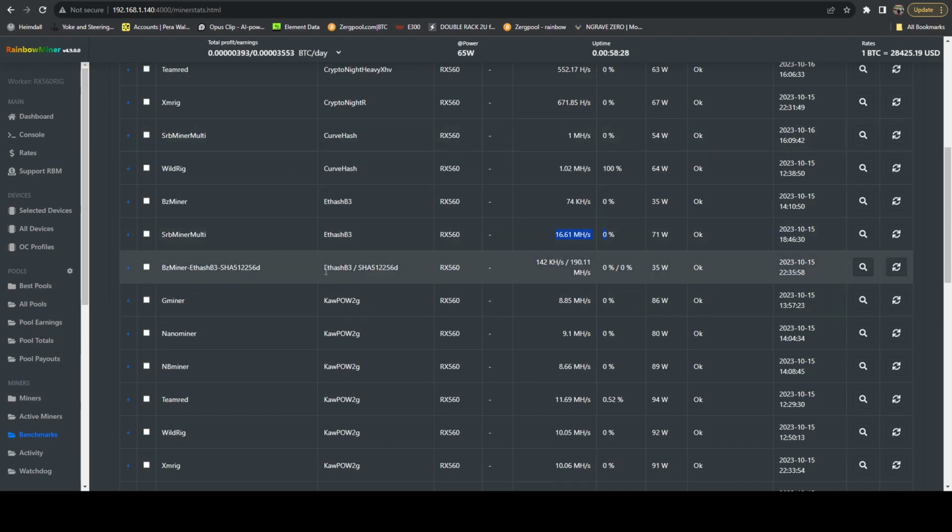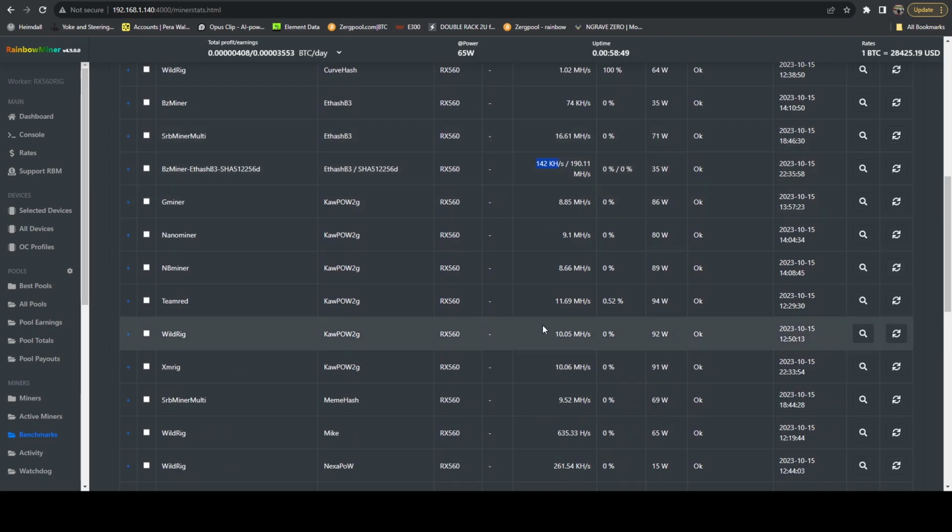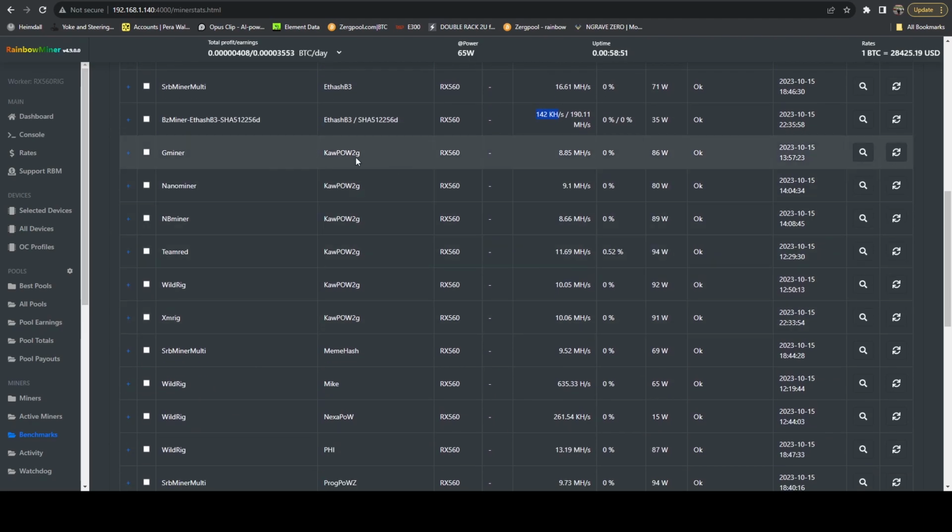What we see here is Ethash B3 plus SHA-512/256D, which I believe is Radiant. So it benchmarked both of those together. And here we can see 142 kilohash and 190 megahash. Once again, this was on BzMiner, which wasn't really working well for Ethash B3, but it was able to benchmark the dual mining.